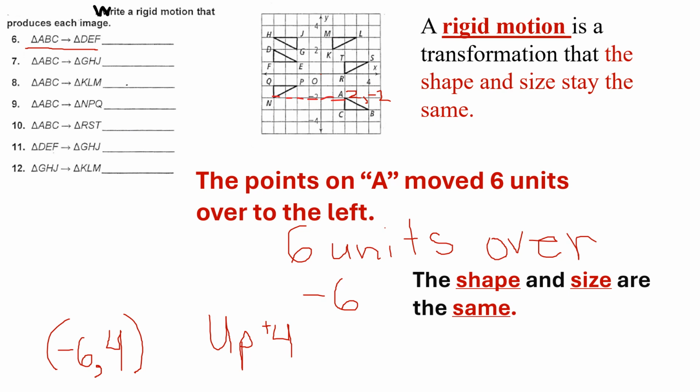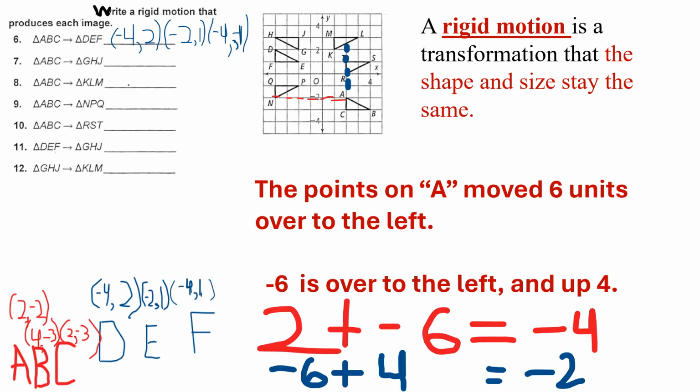We have to take these numbers and add them. Hey guys, see, I remember I said move 6, and see how I have here that this is negative 6? So it's negative 6 over to the left, over here, and up 4. So this right here in blue is your y value, and this is your x value. And you do that for each one of these.